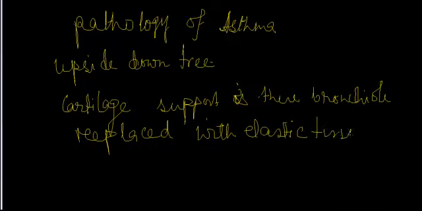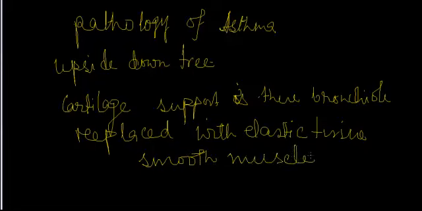So this elastic tissue, or the smooth muscle, is under involuntary control. These smooth muscles may contract, and contraction of these smooth muscles cuts off the air supply. So why does this happen?